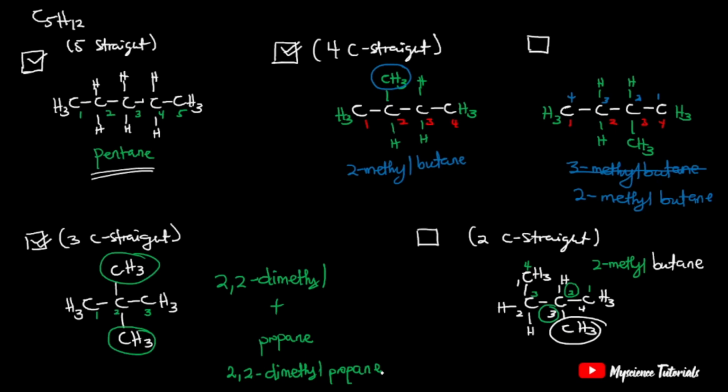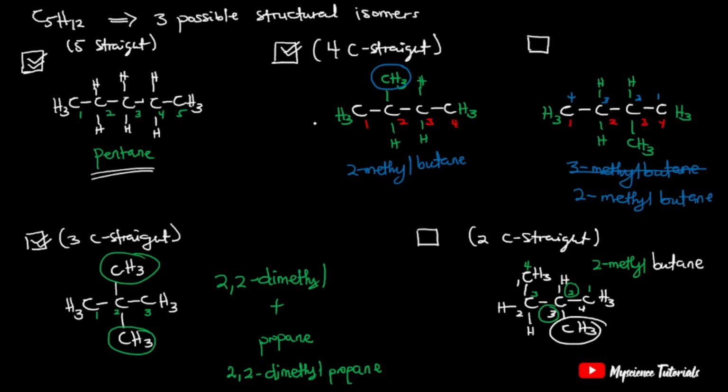2,2-dimethylpropane, which is another possible isomer. And if we further reduce it to a 2 carbon chain, we are already getting 2-methylbutane, which we already tick marked over here. So hence, I can now say that my C5H12 alkane hydrocarbon has 3 possible structural isomers.